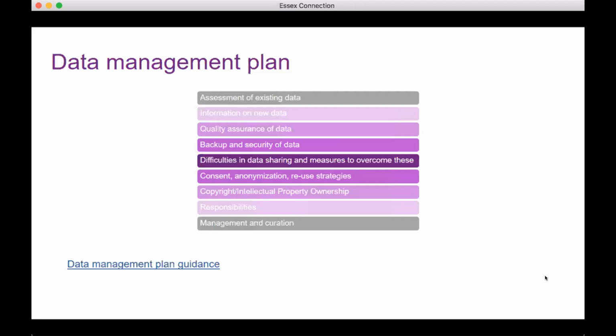Finally, there's a section on management and curation. You can find more using the link provided on the slide. Please make sure to have a look at that because it includes more information.